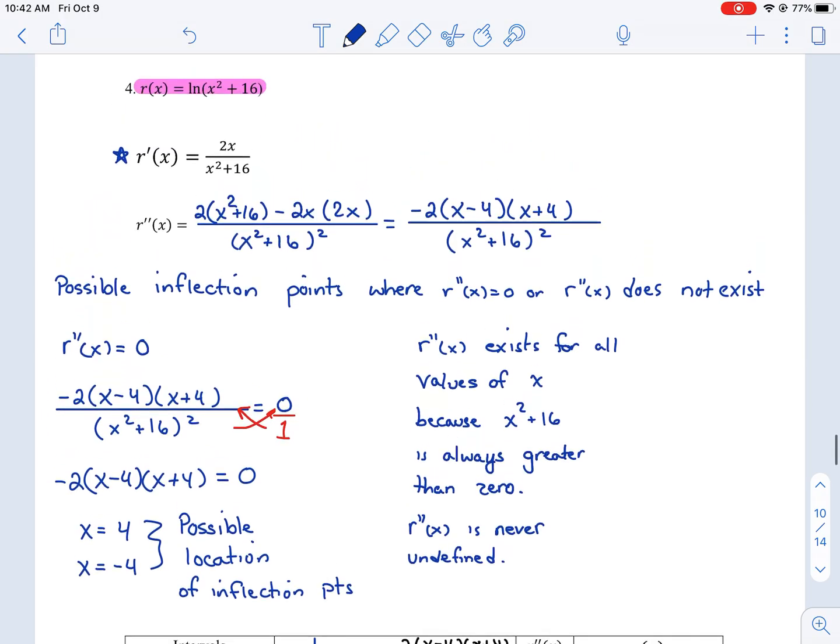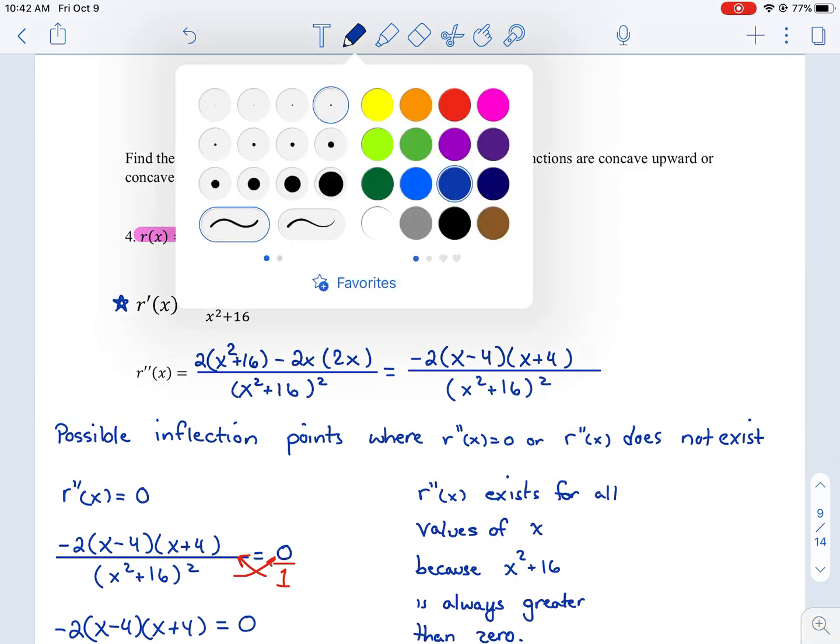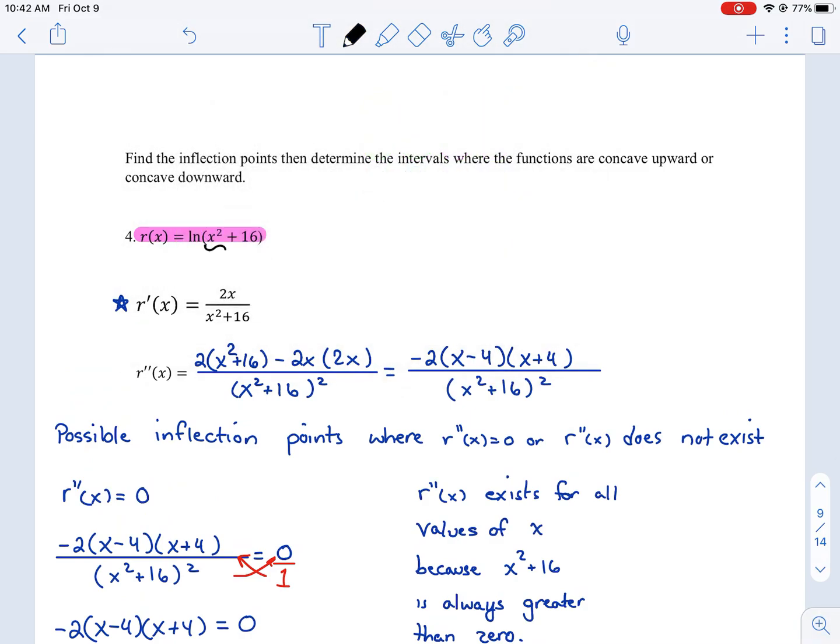Okay, so now on to the intervals that we need to create. So let's go back to the original function. The original function is a natural log function, and the natural log function requires positive values for the domain. So since x squared plus 16 is always positive, the domain is all real numbers.